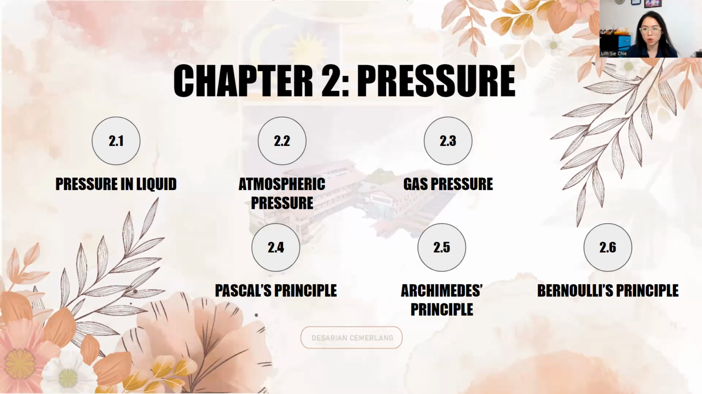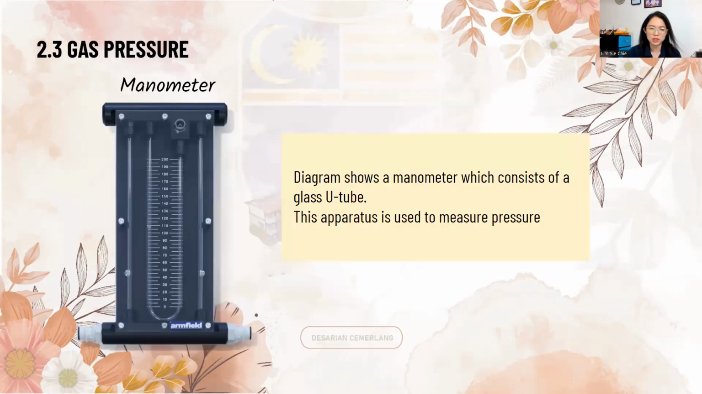Now, for this topic, you only have two objectives, two learning standards. One is to determine the gas pressure by using a manometer, and the other one is just to solve problems using the concept related to gas pressure in daily life. Right now, let's proceed.